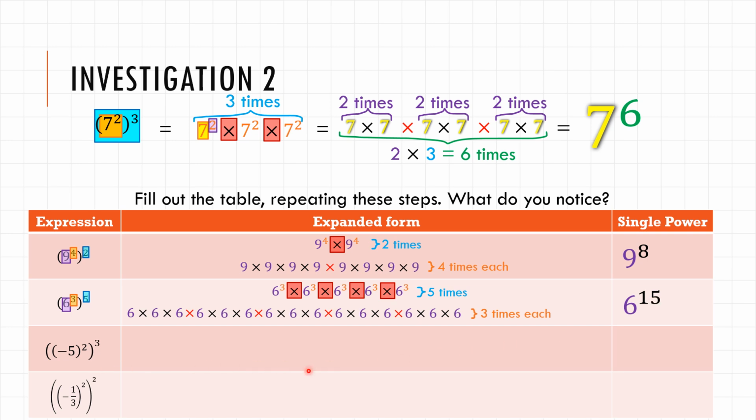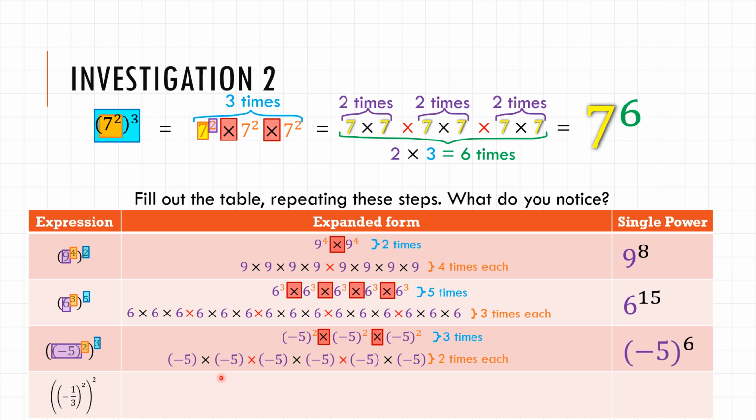In our third row, we start to look at what happens if the base is a negative number. This would be negative 5, all in brackets. Remember, because this is a negative number, we do need to keep it in brackets. This is negative 5 squared times negative 5 squared times negative 5 squared, a total of 3 times. And then we multiply it by itself twice, right, each of these is negative 5 times itself twice. So we have 3 groups, and each group has 2 negative 5s. In total, we must have 6 negative 5s.